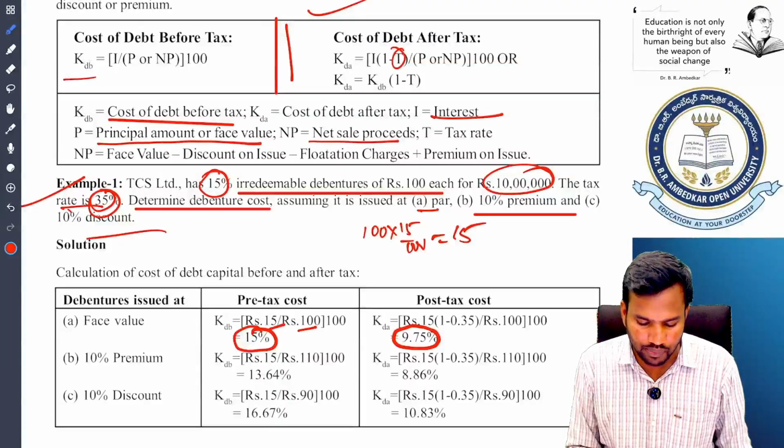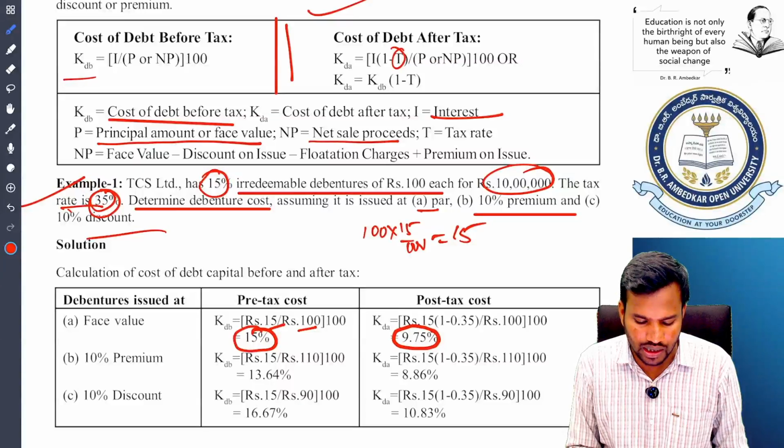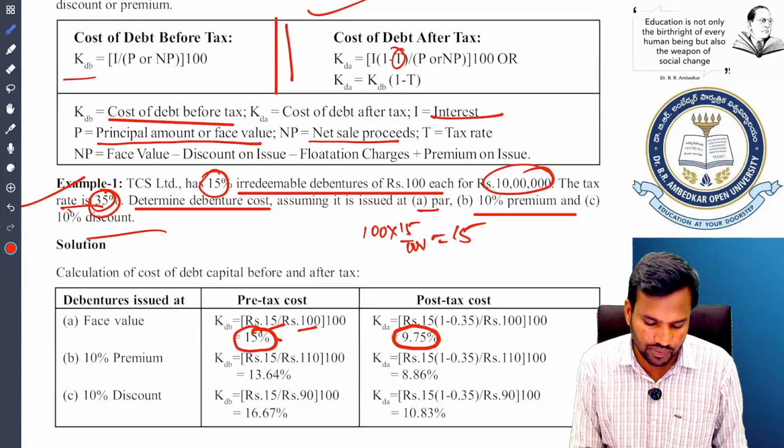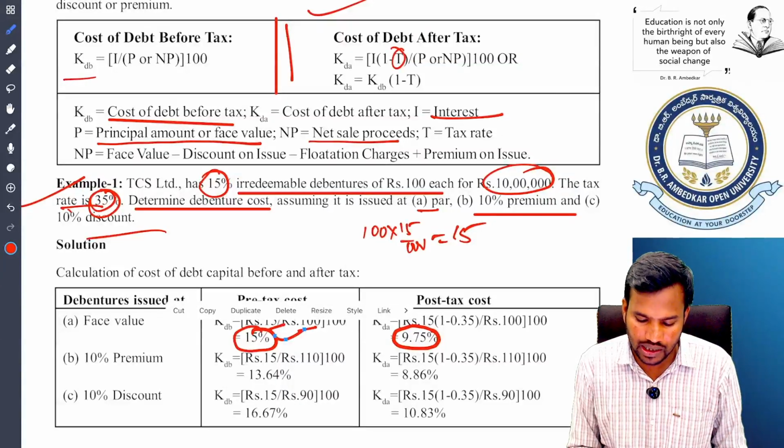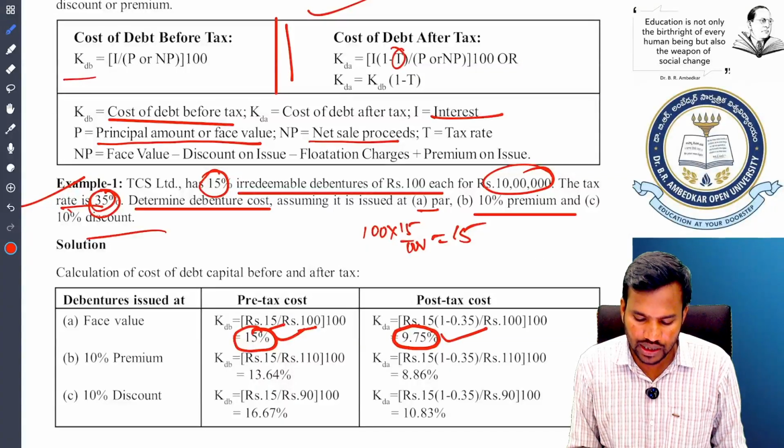Means before payment of the tax, cost of the debt is 15%. After payment of the tax, it is 9.75%, means the actual cost for the company is 9.75% only.